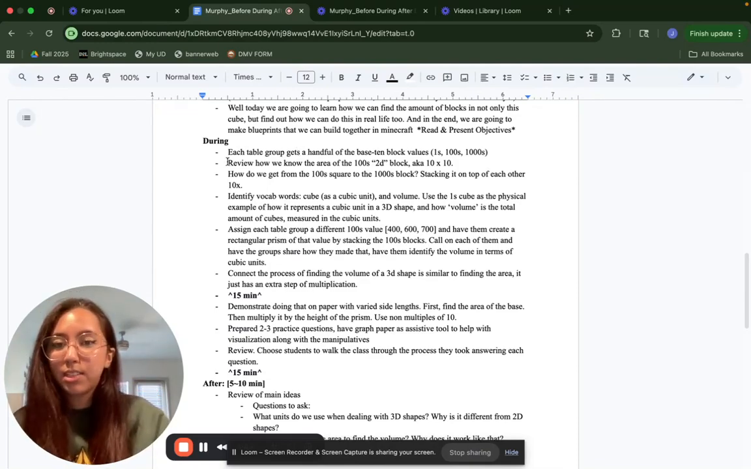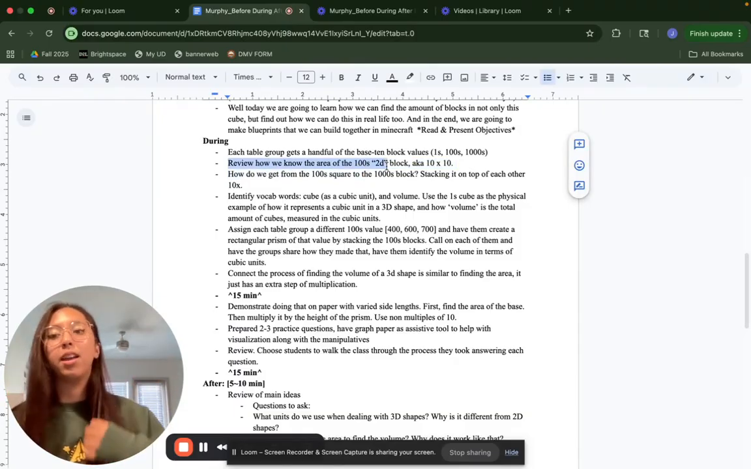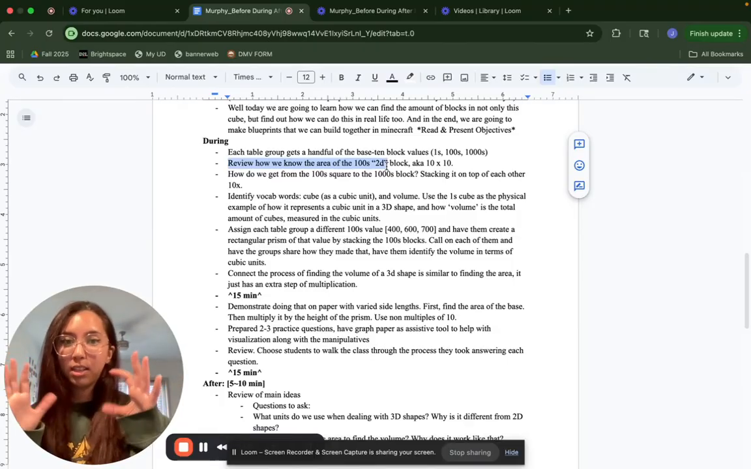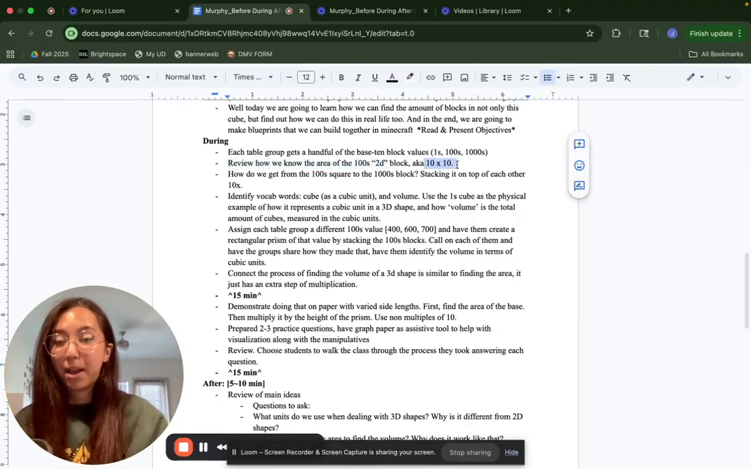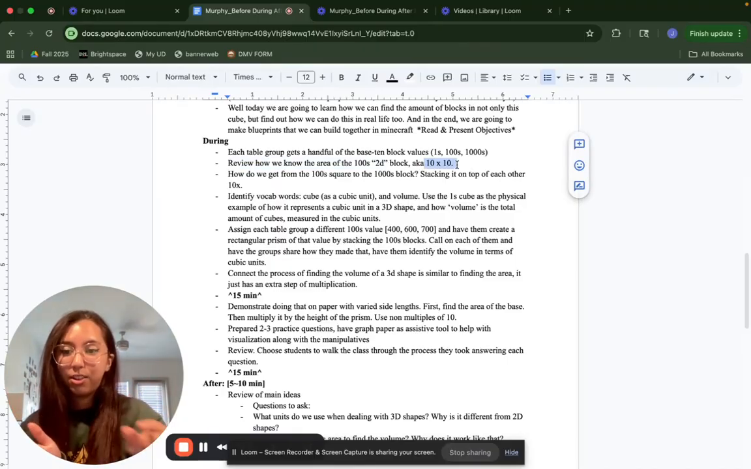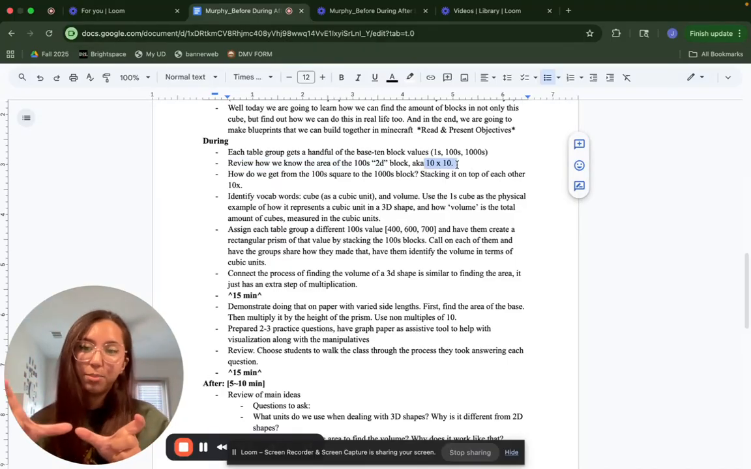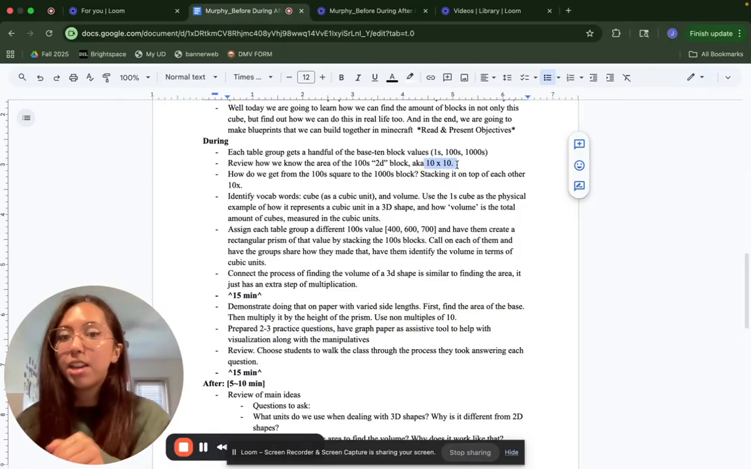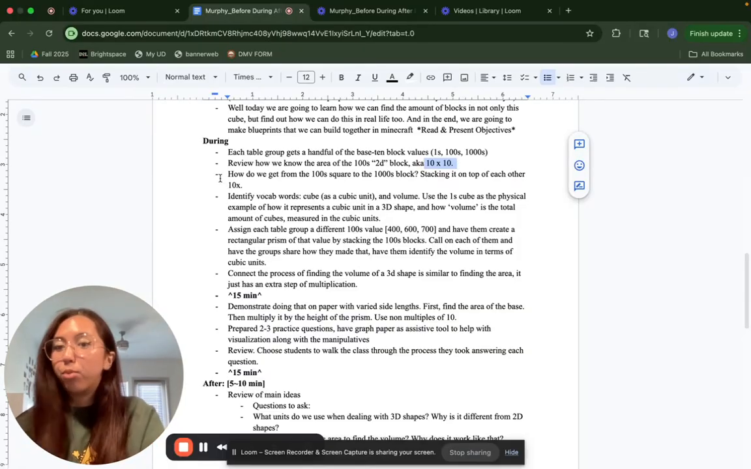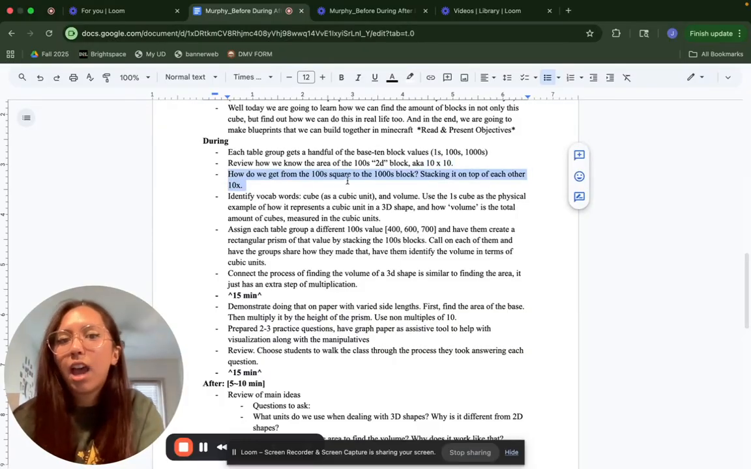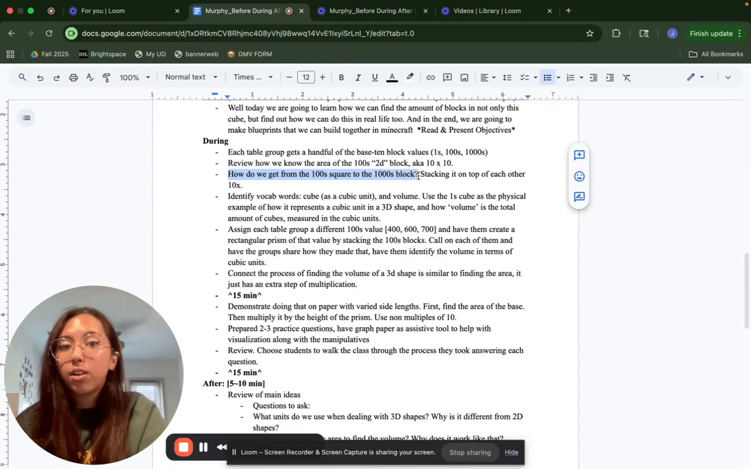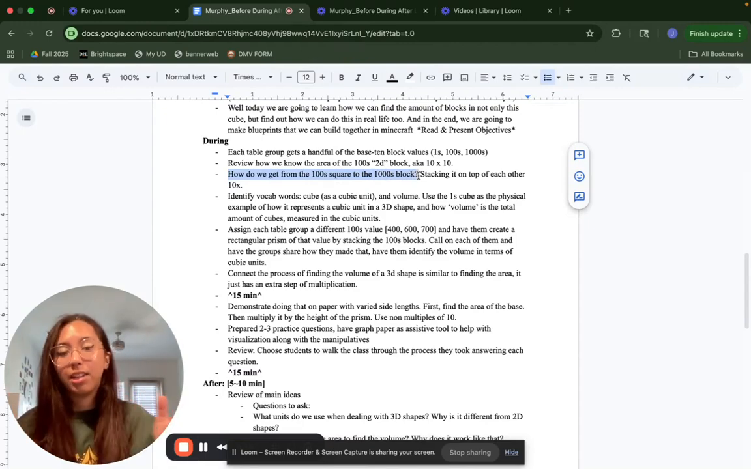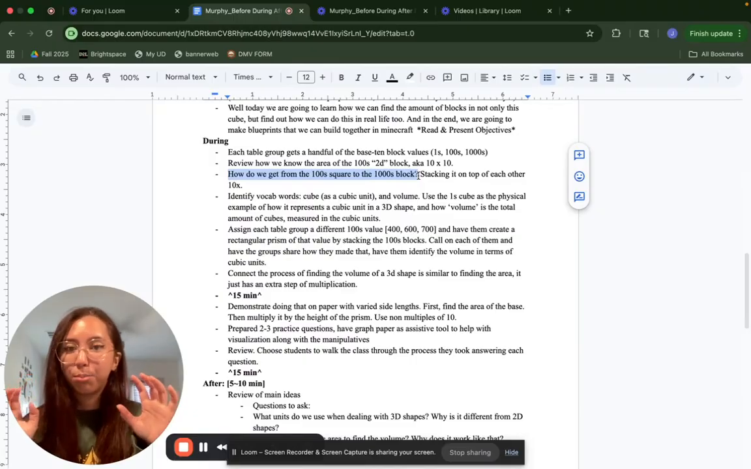So I'll review how we know the area of the hundreds. And I put 2D in quotations, but finding the area of that hundreds block is the 10 by 10, multiplying those 10 little cubes on one side and the 10 cubes on the other side to create that 100. So they know that from previous lessons. And then we'll go to how do we get from the 100 square to the thousands block. And then I can show the students how stacking that 100 square 10 times is the same as having that thousands block.